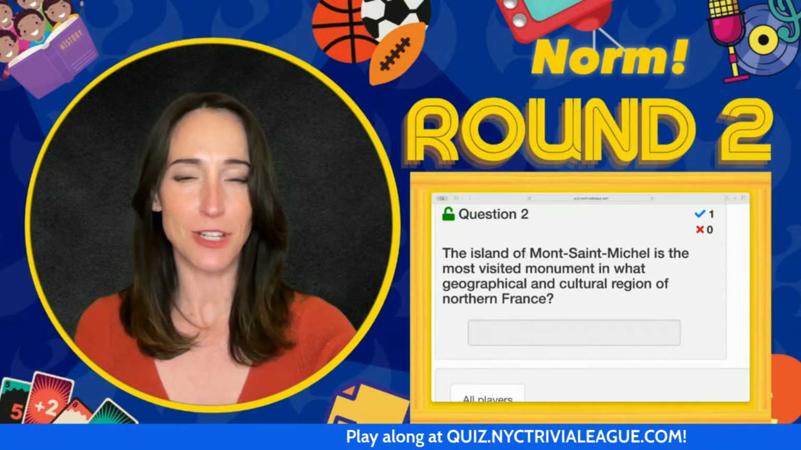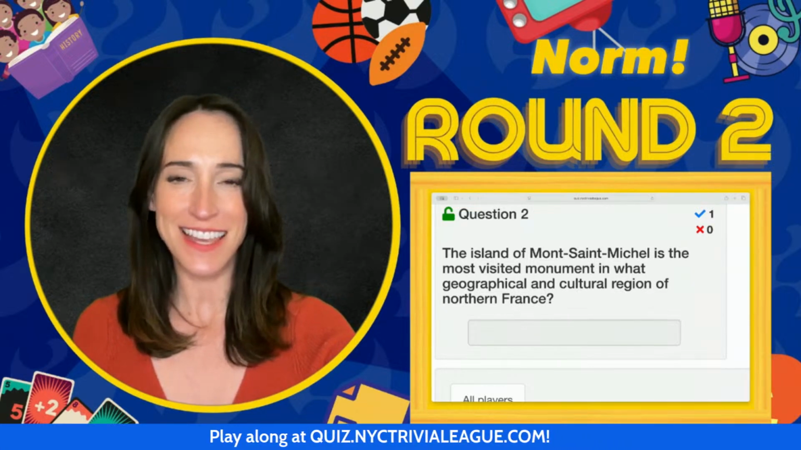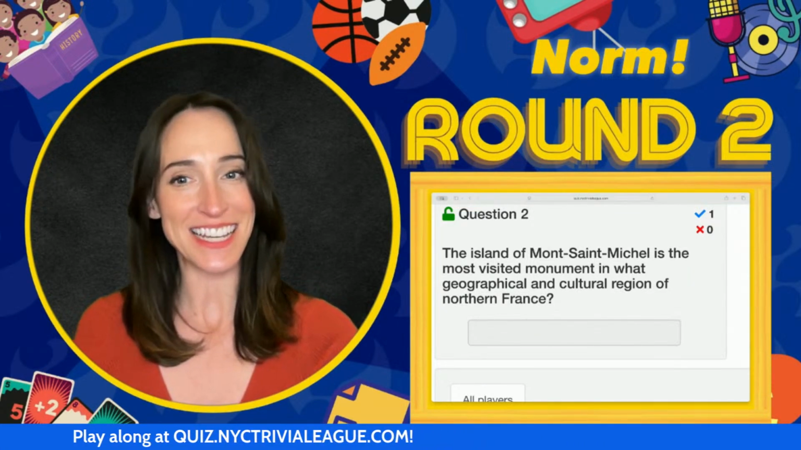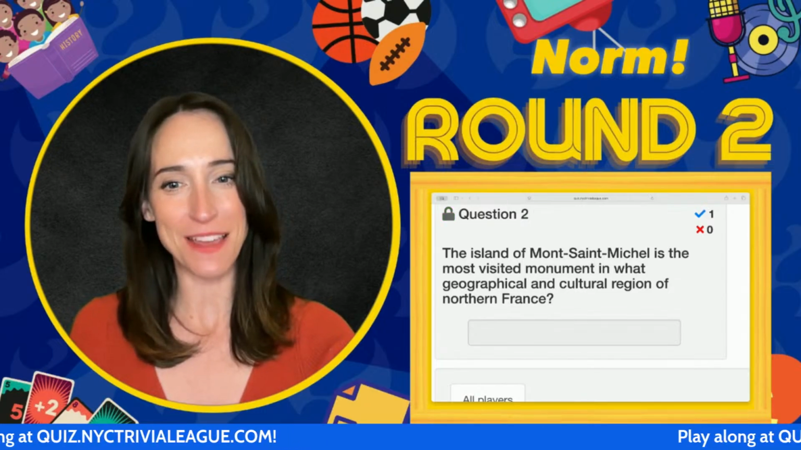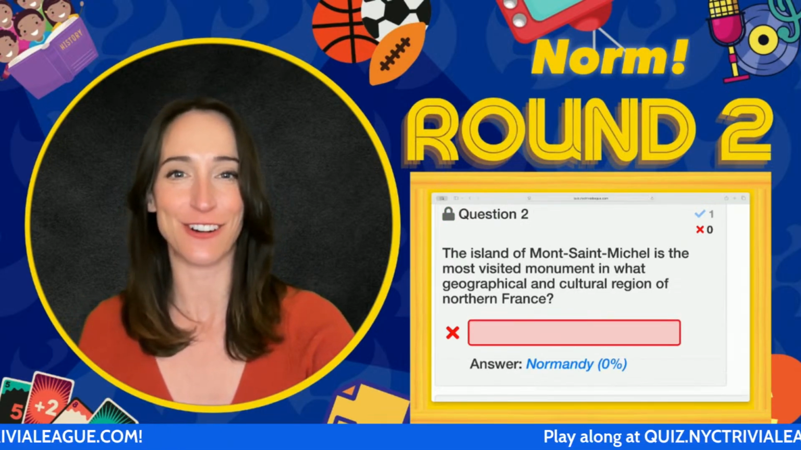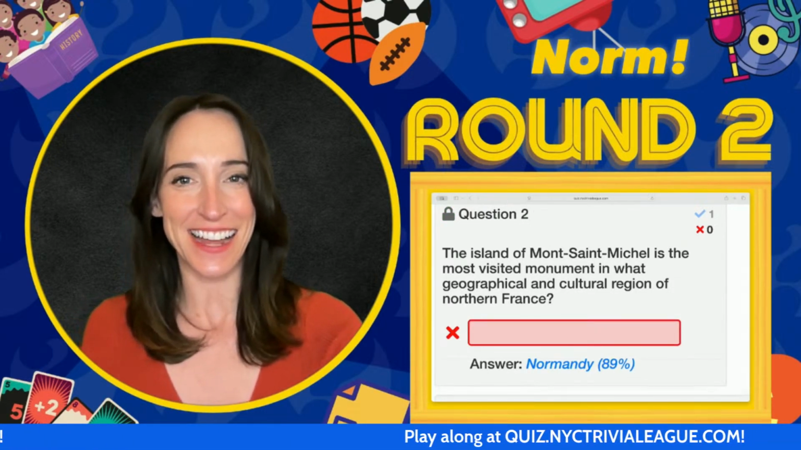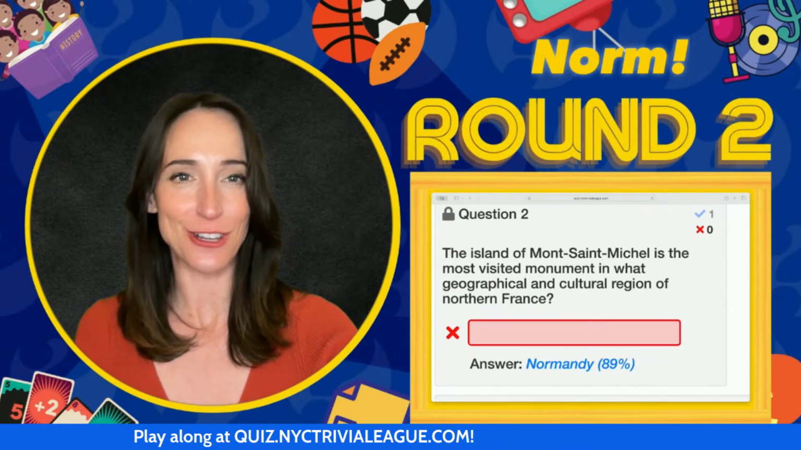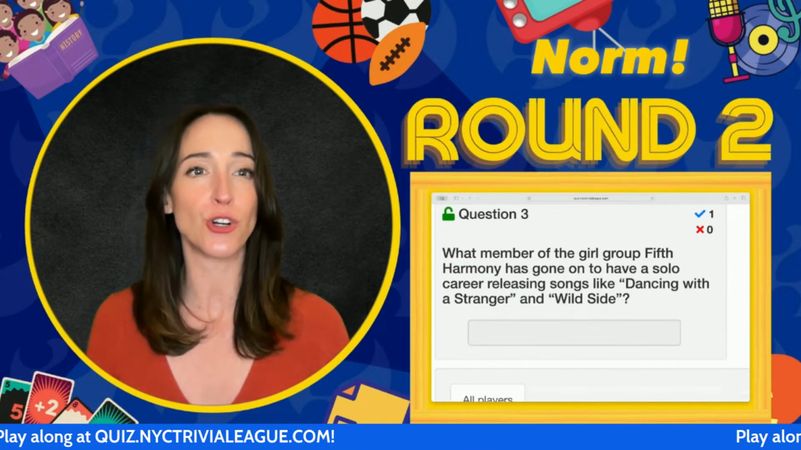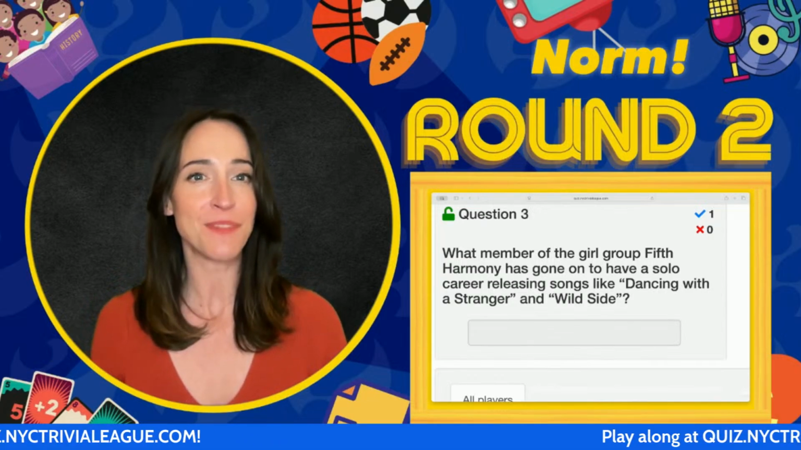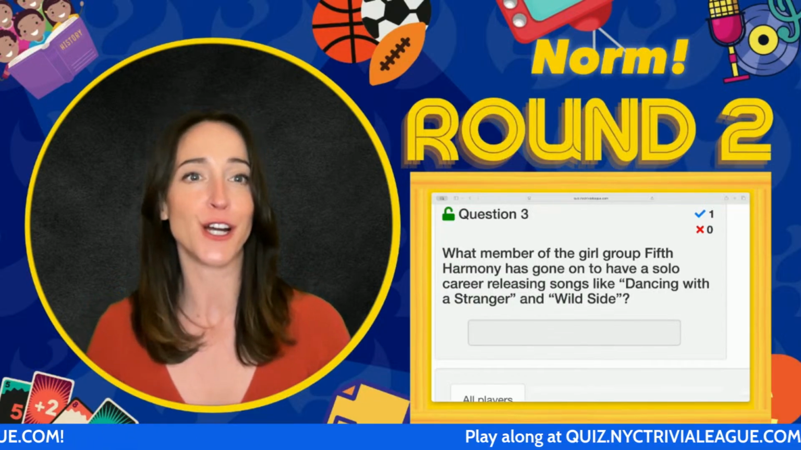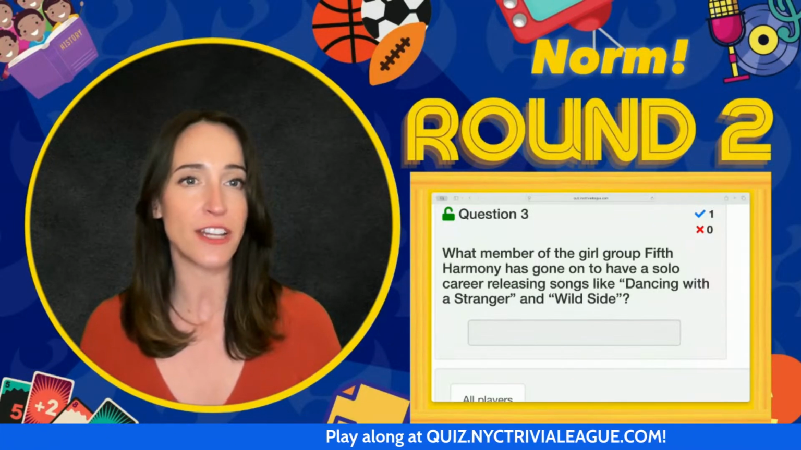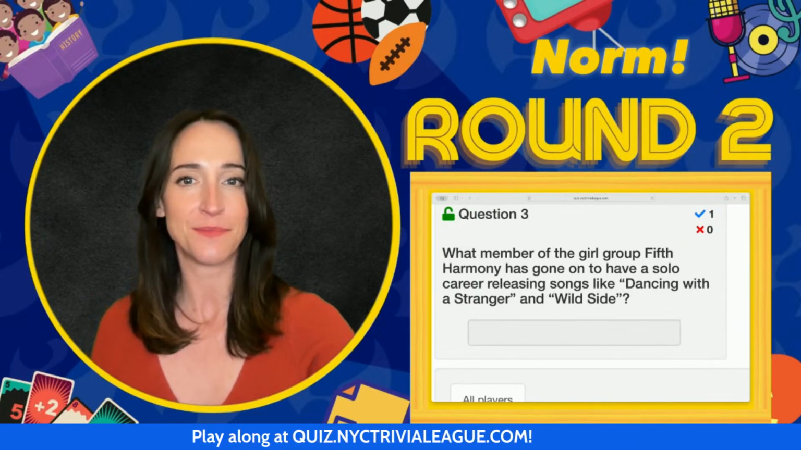Mont Saint-Michel can be found in Normandy. The norm coming up in Normandy for number two. 89% of you got that one right. Our third question in round two. What member of the girl group Fifth Harmony has gone on to have a solo career, releasing songs like Dancing with a Stranger and Wild Side?